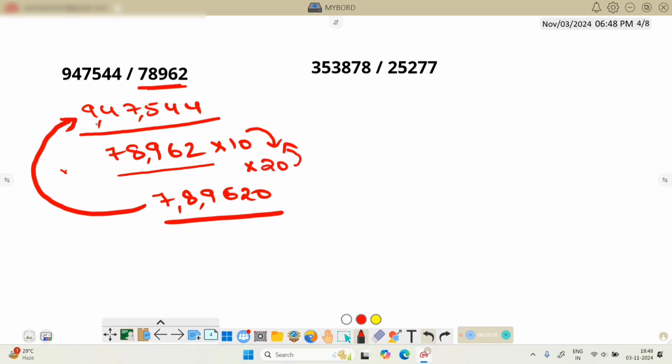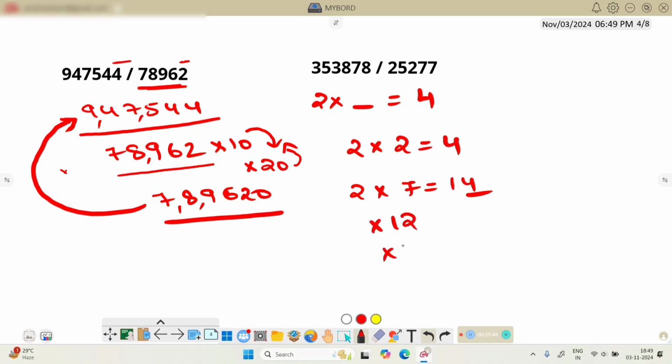Okay, so because these numbers are very near, 7 lakhs and 9 lakhs is very near. So our next target is you have to check the unit digits. If you multiply 2 with which number, you will get the answer 4? You have to check. If you multiply with 2 you will get 4, and if you multiply with 7 you will get the unit digit 4. So your answer should be either into 12 or into 17.